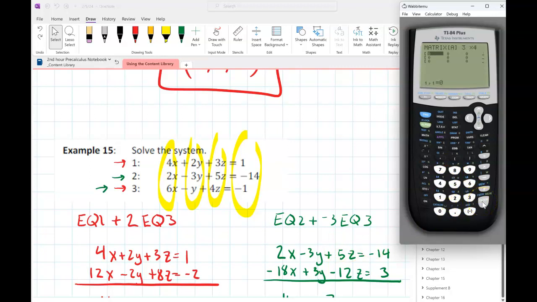The good news is your calculator is going to make it look exactly like whatever you put in. If you're like, oh, that's not the right shape, you can always just doodle the dimensions so that it fits. Everybody's okay?